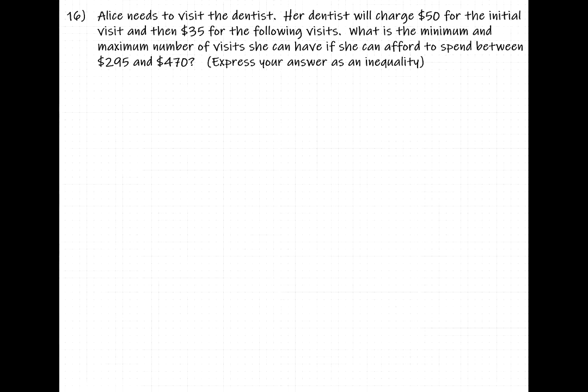So what that means is express our answer as an inequality. We could say total number of visits is somewhere between, so greater than or equal to some number, but less than or equal to some other number. And so that's what we need to fill out, the left-hand side and the right-hand side for total number of visits, and that will be our answer given as an inequality. All right, so we're looking for this. What is the minimum and maximum number of visits?